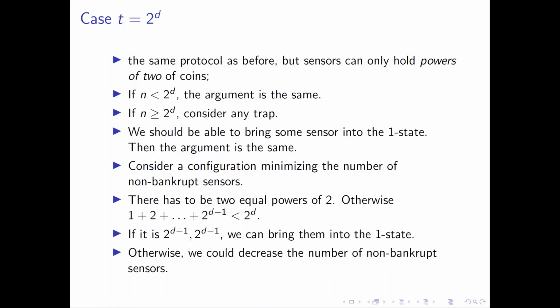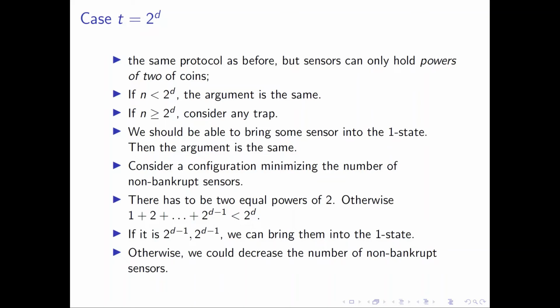Now, how the sensors behave. When two small powers of 2 meet, one sensor gets 2 times the sum of these two powers of 2, and the other one gets 0. And if two sensors with 2 to the D minus 1 and 2 to the D minus 1 coins meet, they are converted into the one state, and then they convert all the other ones.